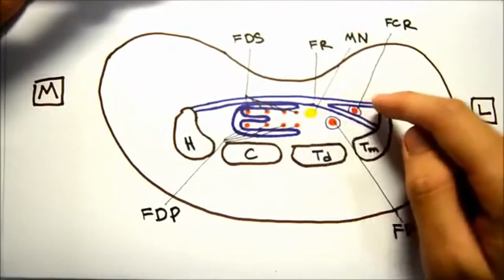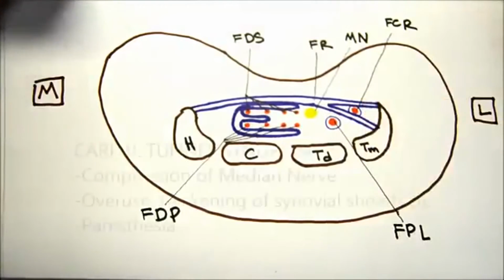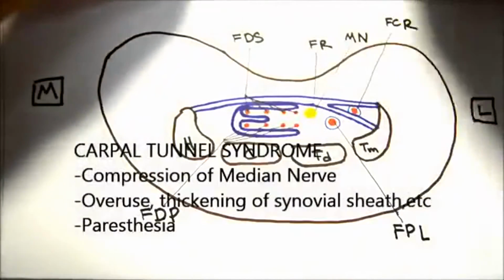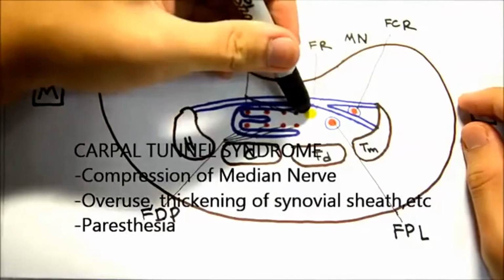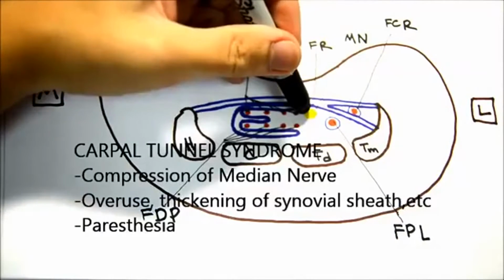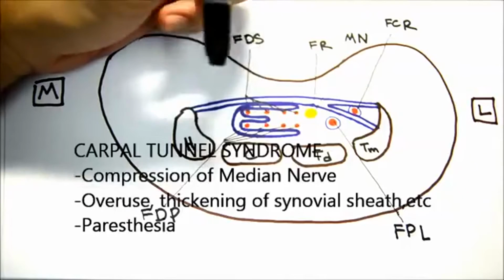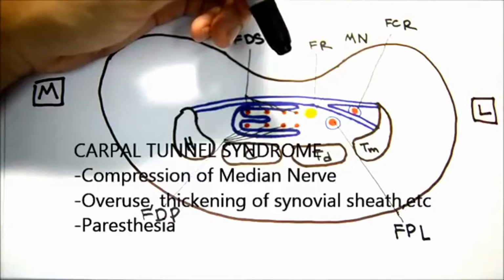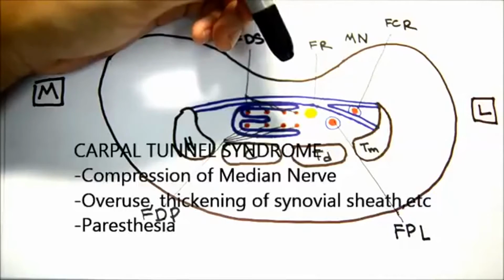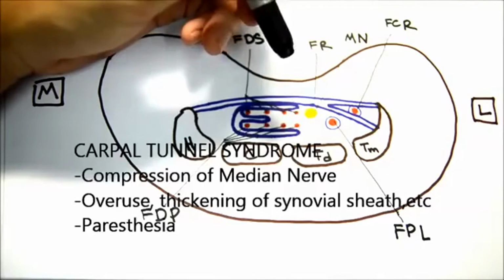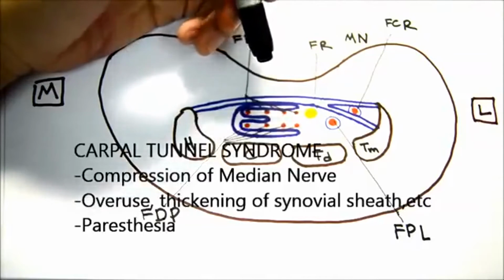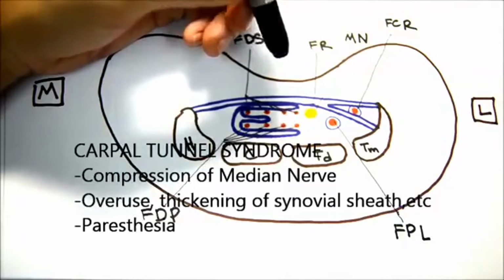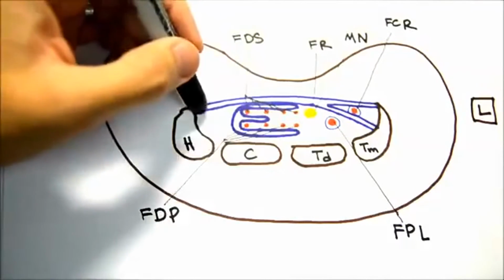One of the main clinical significances of the carpal tunnel drawing is carpal tunnel syndrome, which is the compression of this median nerve right here. Okay, one of the ways carpal tunnel syndrome can occur is due to overuse, thickening of the synovial sheath, the thickening of the tendon, and I'm sure there are many other causative agents. The clinical manifestation of carpal tunnel syndrome is paresthesia. In layman's terms, it's most commonly referred to as limbs falling asleep, feelings of burning, pins and needles, stuff like that. Okay, this is basically quite complete already.